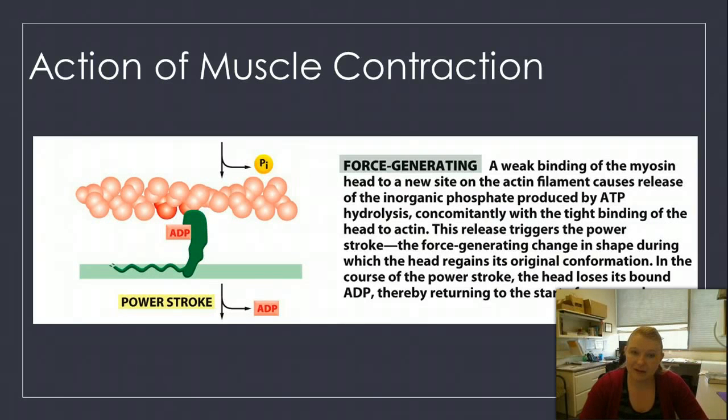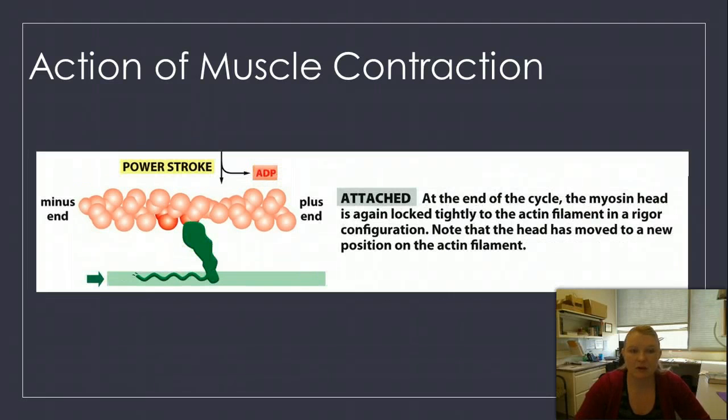As the inorganic phosphate comes off, this allows for weak binding, because remember, even though it came off the actin before, it doesn't mean that there's no attraction. There's still this weak attraction. So with this weak binding, the myosin head now attaches to a new actin filament, about 5 nanometers away, because that's how far the movement of this head was. Now it is attached, and the ADP is going to come off.